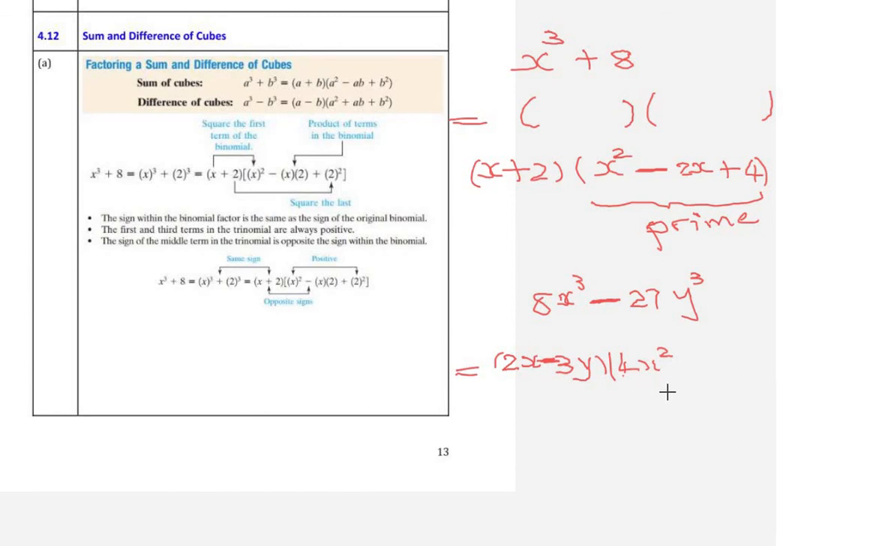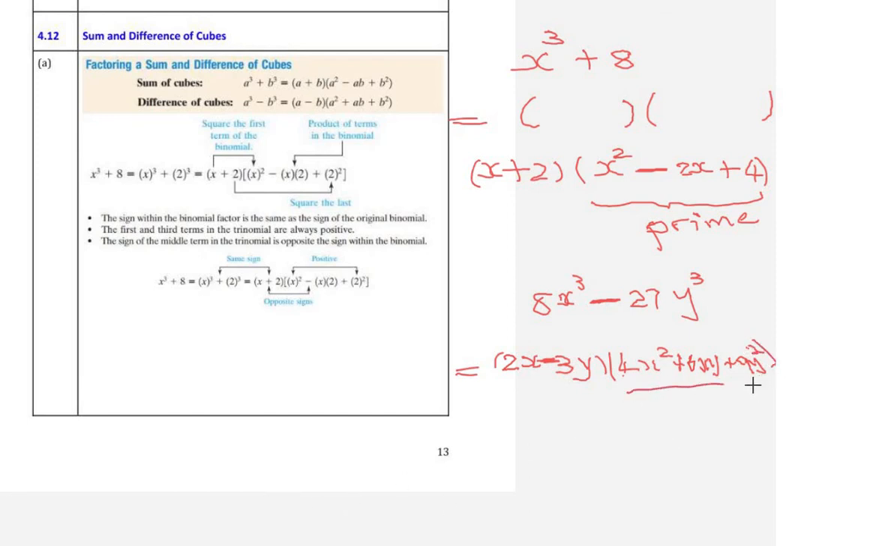Okay, so we said the sign must change. Then we take first times second, which is just 6xy. 6xy. And then we must have a plus. And this one squared, which is the 9y squared. And then we close the bracket.